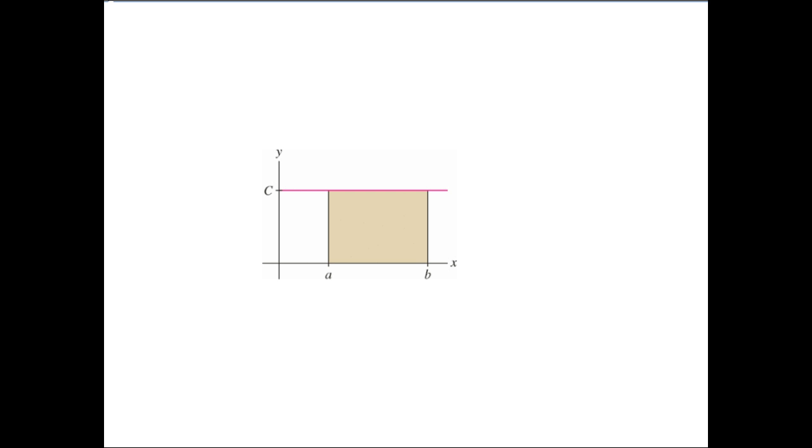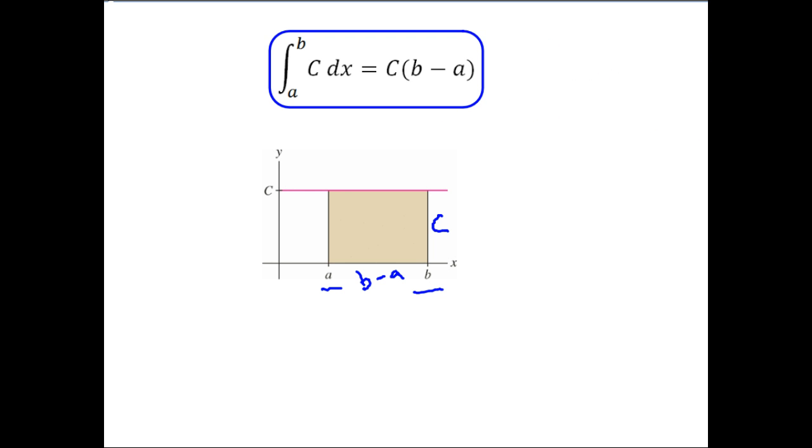One last thing to look at here is, what if we have a constant? If our function is just equal to some constant c, that graph is a horizontal line. And say we want to find the area under the curve from a to b, well, the shape is simply a rectangle with one dimension c and the other dimension b minus a. So to find this area, we simply have to multiply those two quantities together, which tells us that the integral from a to b of a constant with respect to x is simply that constant times the difference between b and a.